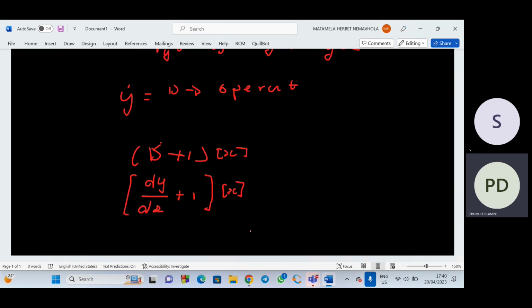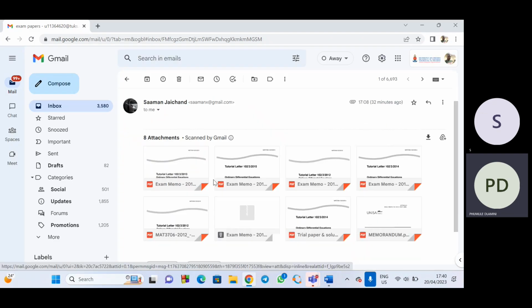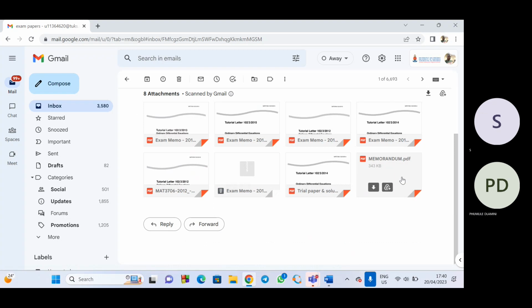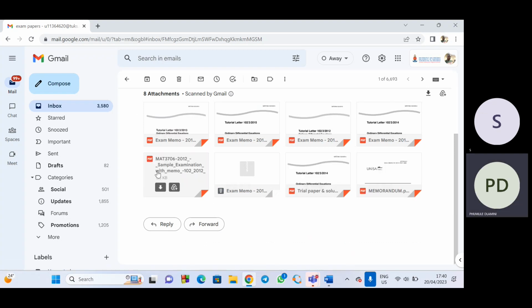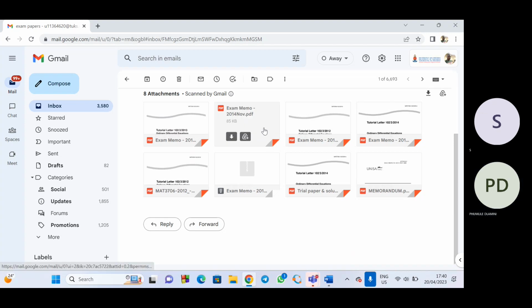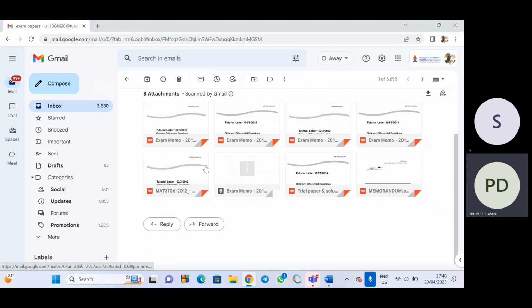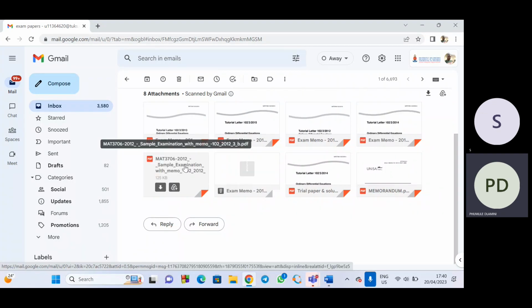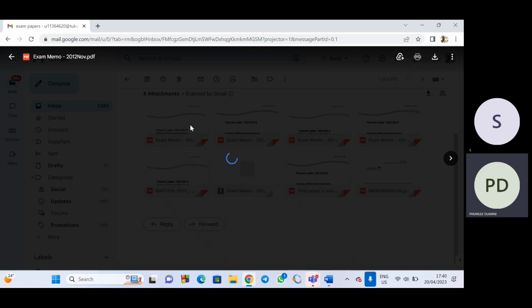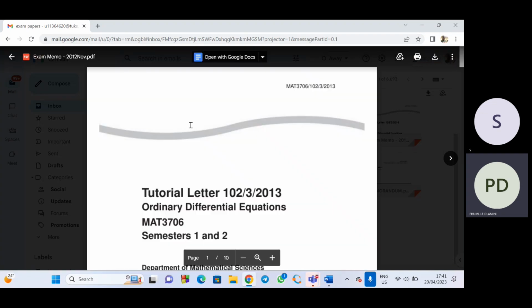So I'm going to move to the questions now. If you have any questions so far with what we did now, I'm just going to randomly select any question. Let me check which one you want us to do now. Anyone? Okay, let me just choose randomly. Okay, there is 2012. Let me open this one, the first one there.